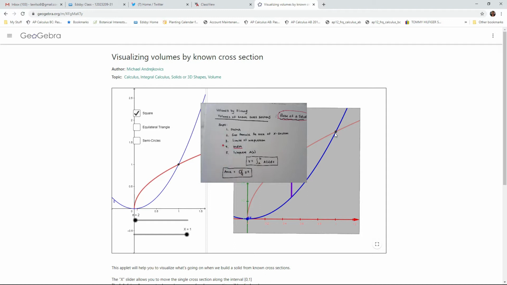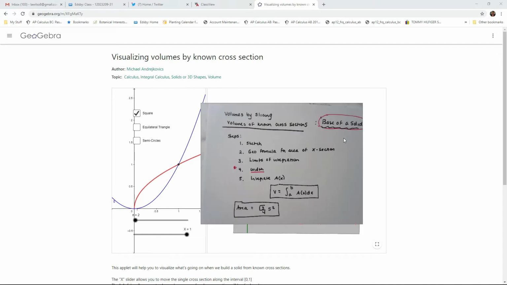Number 1, you want to make a sketch of the scenario. The second thing is AP is going to give you the cross-sectional slice. What you're interested in is the area of the face of the cross-sectional slice. So if AP tells you the base of a solid is in the plane, its cross-sections perpendicular to whatever axis is a square, then you know that the area formula geometrically for a square is side squared. If it's a circle, it'd be pi r squared and so forth.